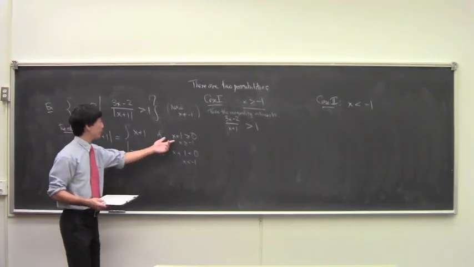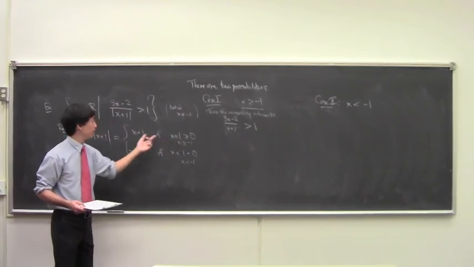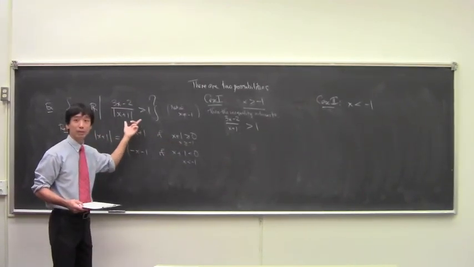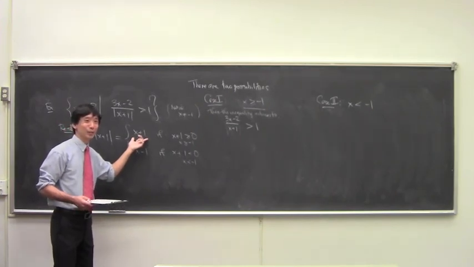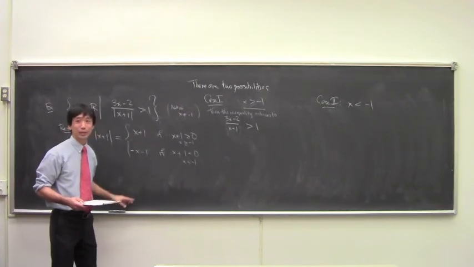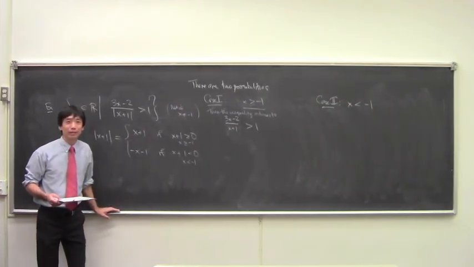Right? Because if we're on the right of negative 1, then the absolute value, we can just pull off the absolute value. Everyone, is it okay? Anyone confused?